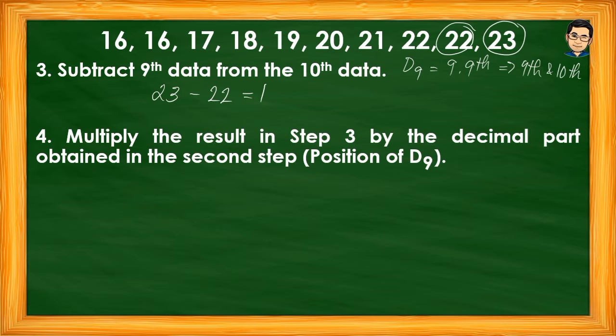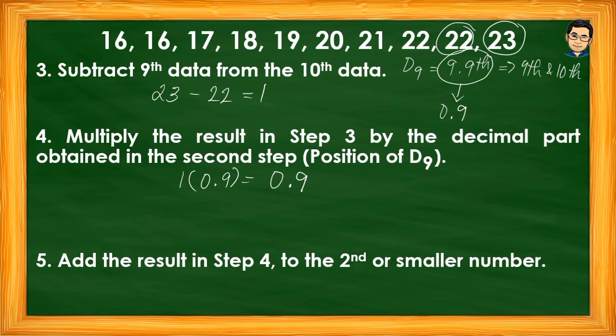Next, multiply the result in step 3 by the decimal part obtained in the second step. Yung position ng D sub 9. So, yung result na nakuha natin sa step 3 is 1. I-multiply natin sa decimal part ng position ng D sub 9. So, 9.9, ayan. Yung decimal part niya is 0.9. So, 1 times 0.9 is equal to 0.9.